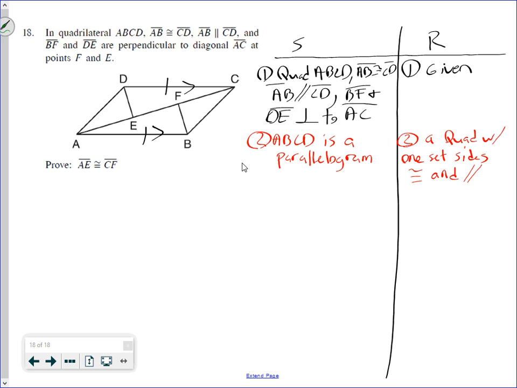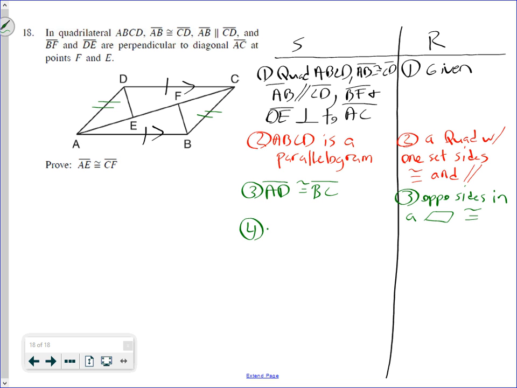So once we say that, now we have the ability to use any property about parallelograms that we know. Well, I'm going to go ahead and grab then that AD is congruent to BC. Now I'm starting to grab information that's in the triangles that we need. So opposite sides in a parallelogram are congruent.